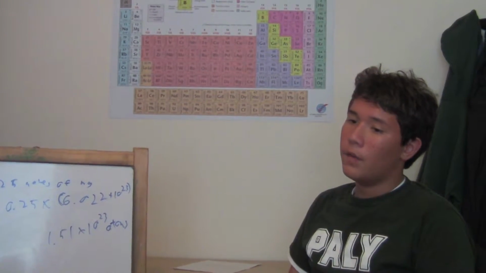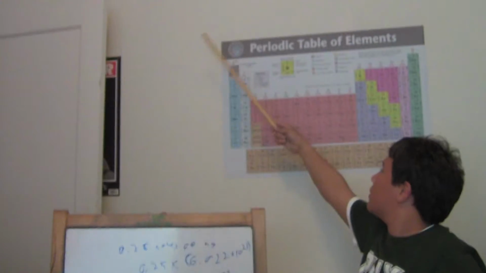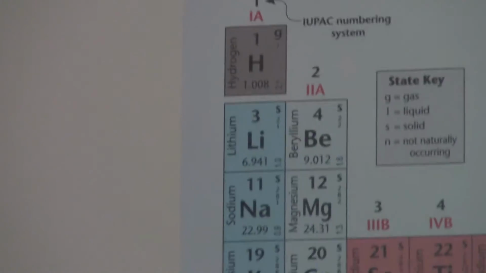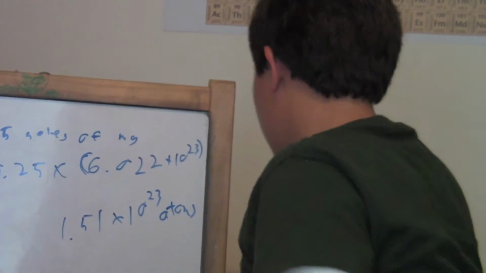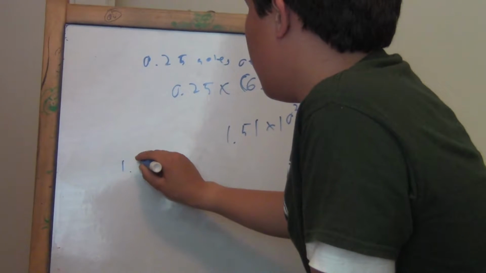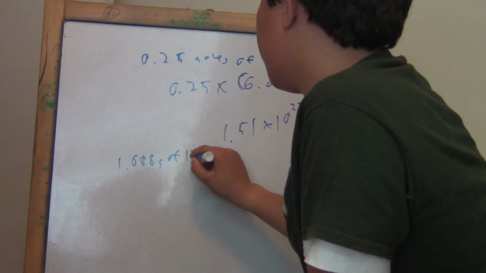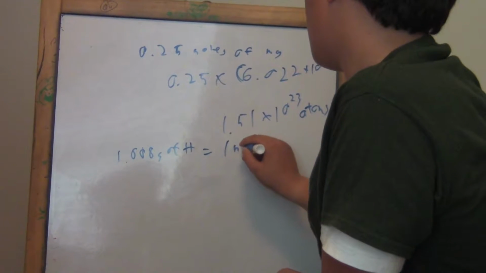amount of moles. For example, 1.008 atomic mass units of hydrogen can also be translated into 1.008 grams of hydrogen. Just saying. This is equal to 1 mole of hydrogen.